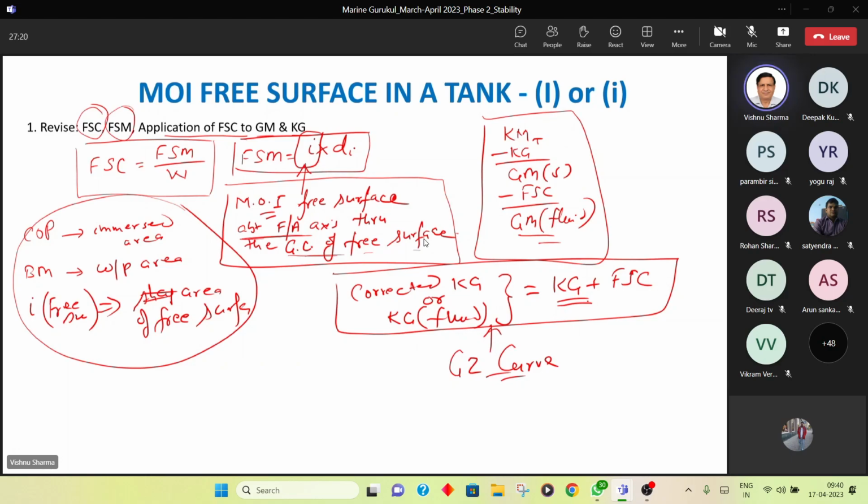When we say KG, by default we mean KG solid, and you have to add FSC. A quick recap so that we don't struggle. Whatever I've ticked is just a quick recap, correct, guys? And what I have just added is this small I out here. This is the moment of inertia of the free surface about a fore and aft axis passing through the geometric center of the free surface. Any questions on whatever I've written and said so far, guys?